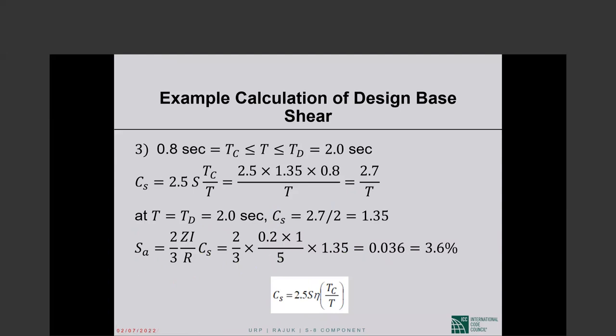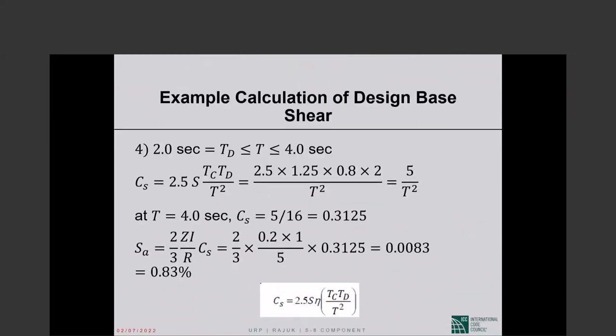So at the beginning of the flat top, S sub A is 9%. That means design base shear would be 9% of the seismic weight. At the end of the ramp, it is the same thing, 9%. At the end of the descending branch, when we hit T sub D, the S sub A is down to 0.036 from 0.09.